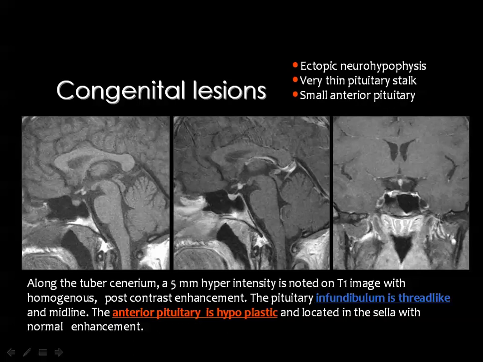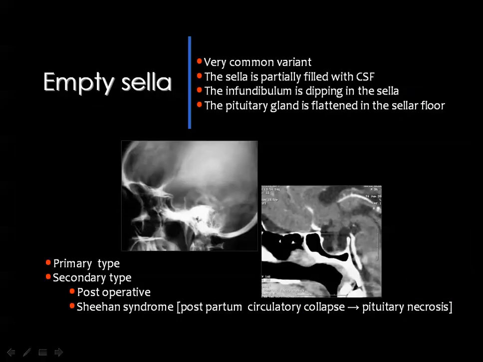And this is an example of a hypoplastic pituitary gland and the thread-like infundibular stalk. And you look here and you can see this is the infundibular stalk, which is very fine, and this is the pituitary gland, which is relatively smaller. Then, if you look superiorly near the end of the infundibular stalk, you can see the posterior pituitary, which is ectopically located.